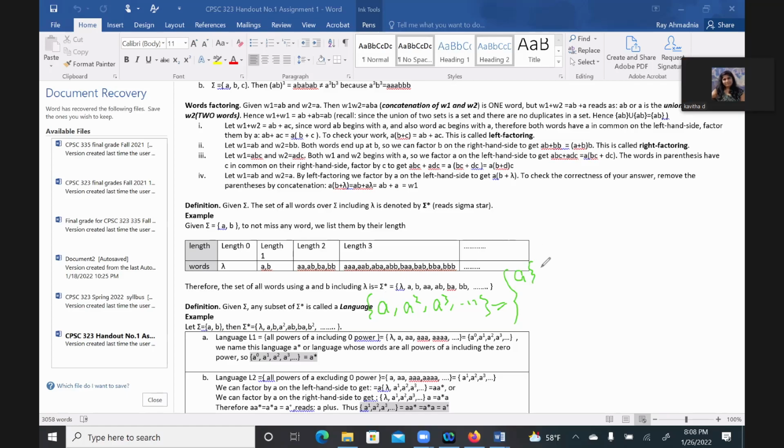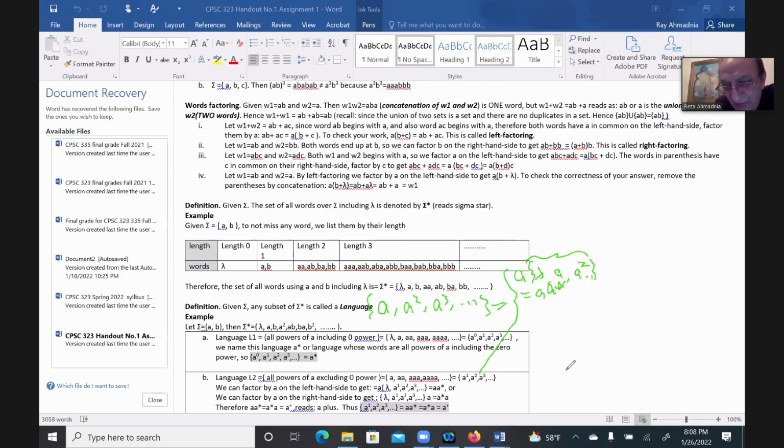Lambda. Very good. Lambda. A squared gives you what? A cubed gives you what? A to the second power, and so on. So this one here is what? What is this language? It is A. Sigma. So this one here, if you simplify, it is what? It is A star.